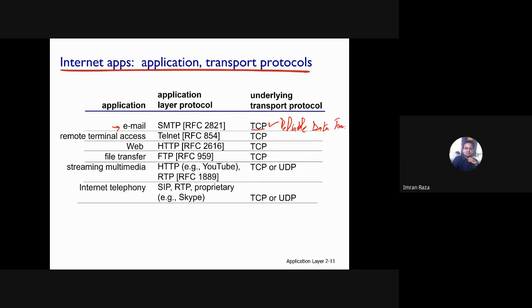And let me talk about the web. Again, reliable data transfer is a requirement, and that's why web-based applications make use of TCP at the transport layer. What about file transfer? Again, reliable data transfer is a requirement, and for that we have TCP at the transport layer. And what about internet telephony? The primary choice is to go with UDP, but as a backup, they also implement TCP as well, right?